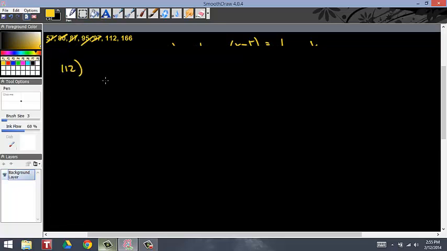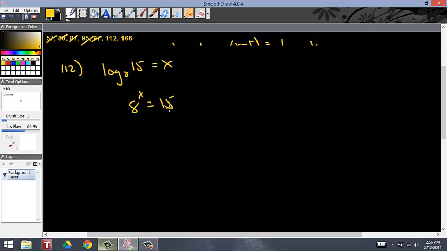112 here. Oh, that's the other side. 112 is log base 8 of 15. Now, let's say, I'm going to do this the long way. I'm going to say it equals x. So that means 8 to the x equals 15.